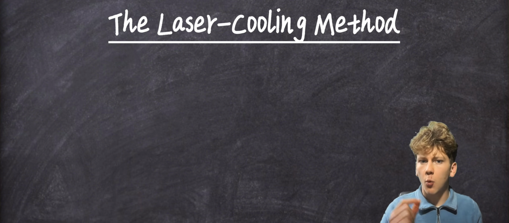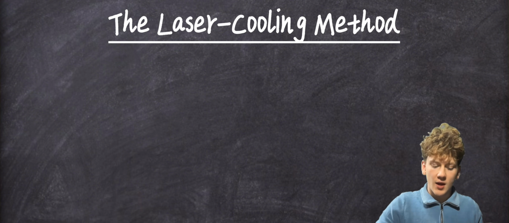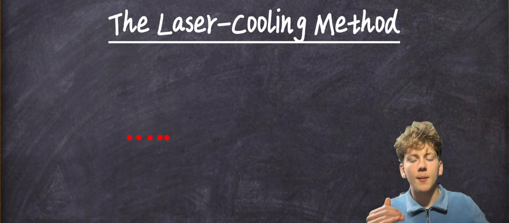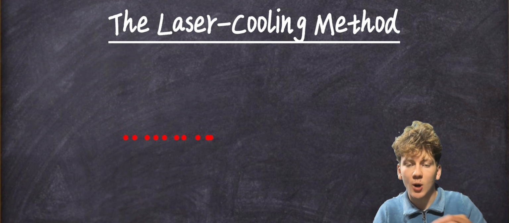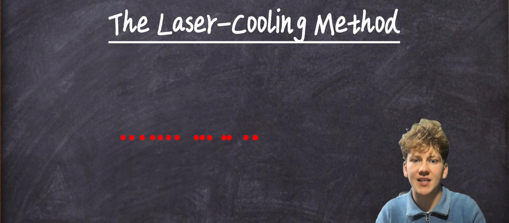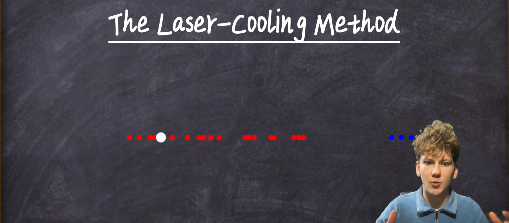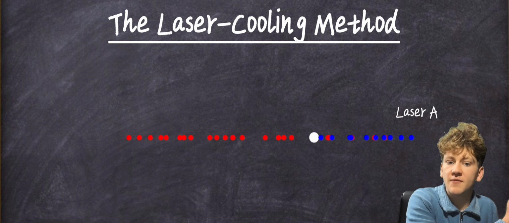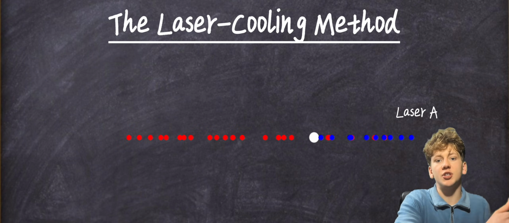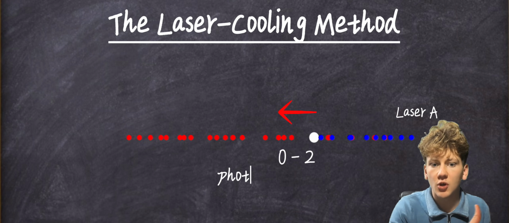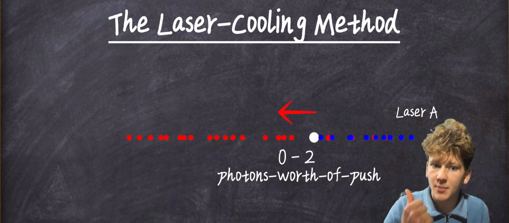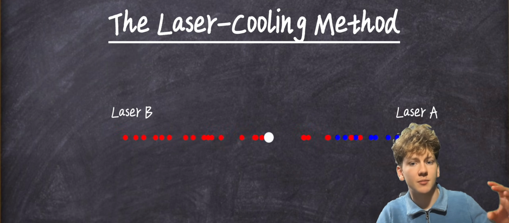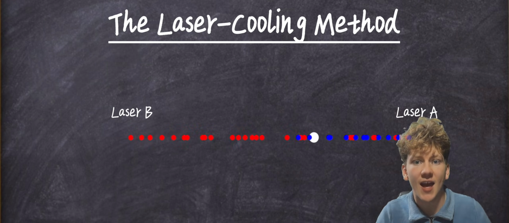Picture the movement of one gas atom in the chamber. For now, let's imagine it's moving in one dimension, it's moving along a line. Based on its initial direction, it will absorb a photon from whichever laser is firing most opposite to its direction. We'll call this laser laser A. When it absorbs the photon from laser A, it will be pushed anywhere from 0 to 2 photons worth of push towards laser B on the other side of the chamber. When this push happens, it causes the atom to slow down relative to A.